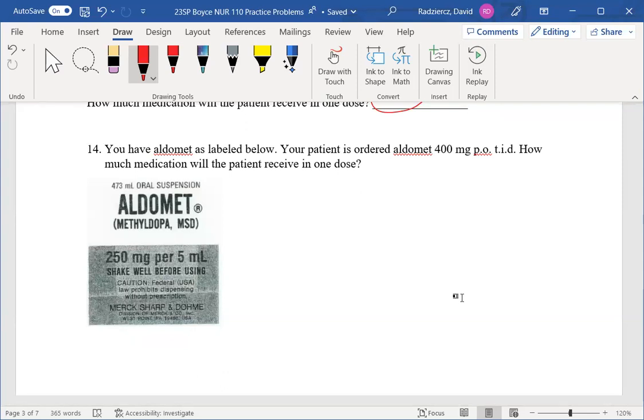It says you have what's labeled there. It tells you the order: by mouth, TID, which stands for 3 times a day. But the question says, how much medication will the patient receive in 1 dose?